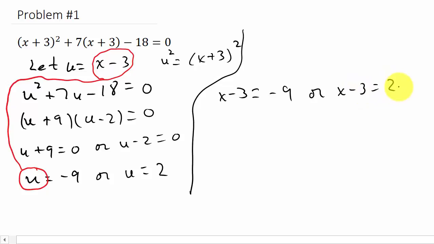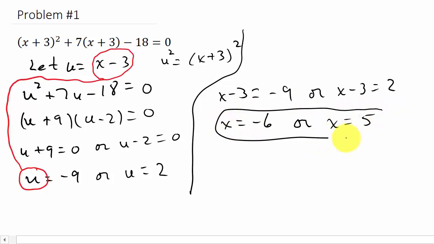And now I just solve for x. So I'll subtract the 3 from both sides. That gives me x is negative 12. Or, and then I'll subtract 3 from both sides. X equals negative 1. And there's my 2 solutions. Alright, so let's take a look at another one.